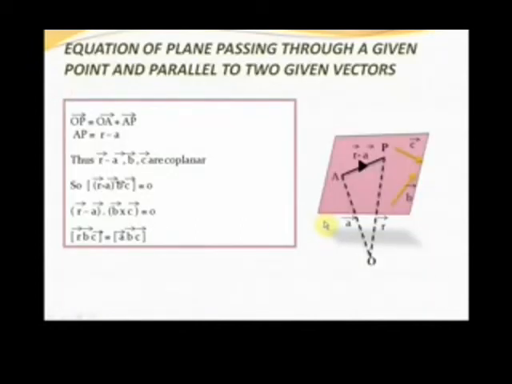Now let's try to find out the equation of a plane passing through a given point and parallel to two given vectors. So let us say that this is the plane. It contains the point A with the position vector A, and this plane is parallel to the vectors B and C, or this plane contains the vectors B and C. Vector B and vector C lie in this plane. Now let us take any point P with the position vector R. A has the position vector A and P has the position vector R.